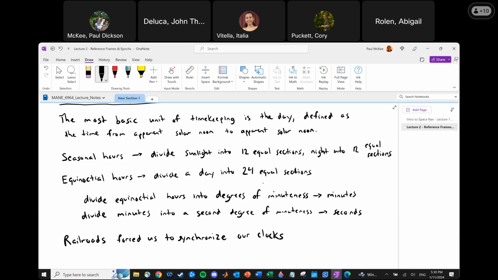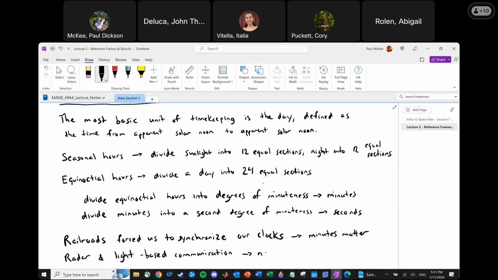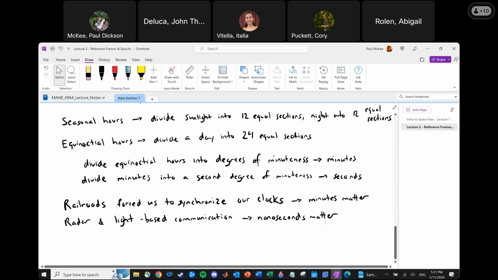But then radar and light-based communication, which is what we have now. So with railroads, minutes matter all of a sudden. With radar and light-based communication, nanoseconds matter. Very good. All right, so that's a quick discussion of time.